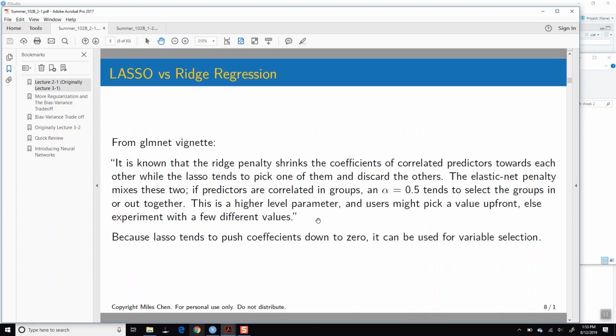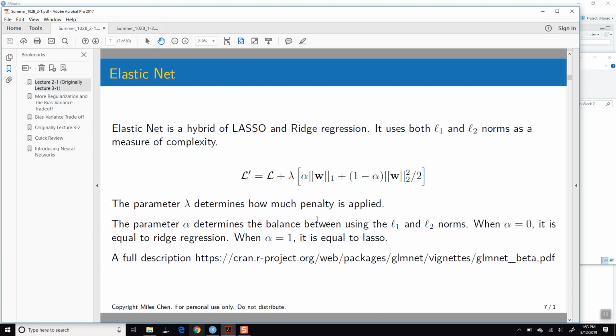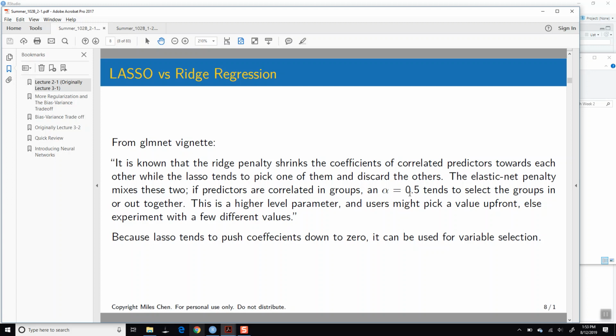It is known that the ridge penalty shrinks the coefficients of correlated predictors towards each other. That's what it means by pushing it towards the line W1 equals W2, while the lasso tends to pick one of them and discards the other. So it picks one of these and throws away the others by pushing them to 0. The elastic net penalty mixes these two. If predictors are correlated in groups, alpha equal to 0.5 tends to select the groups in or out together. The alpha is how much we prioritize the L1 or the L2 penalty.